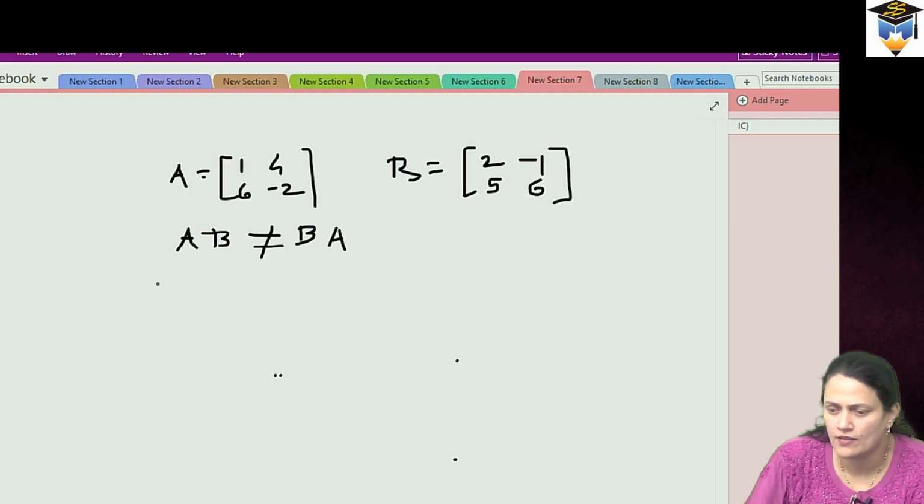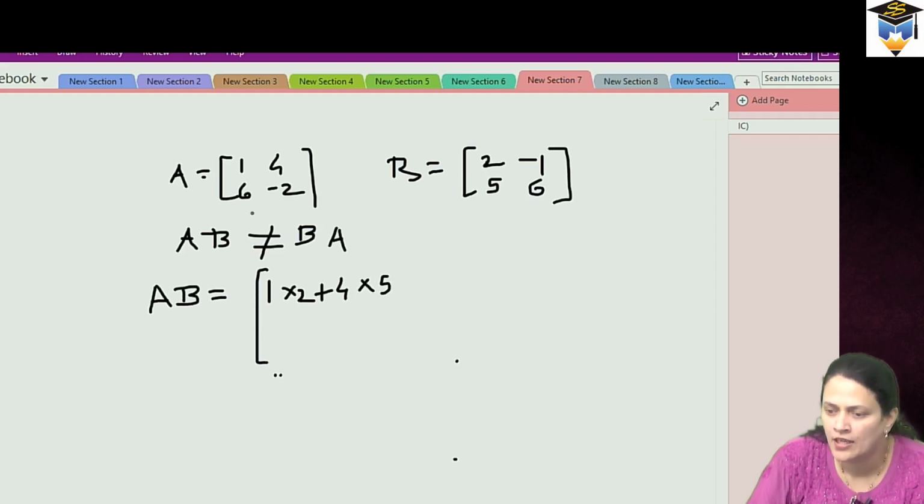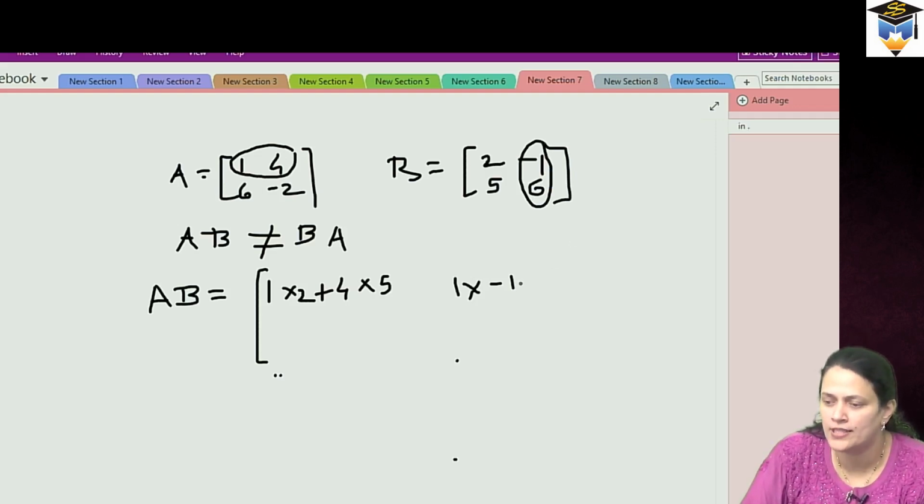Now you have to multiply matrix A and matrix B. So how will you do it? Take the first row multiplied by first column. So 1 multiplied by 2 plus 4 multiplied by 5. That will be our first element of A into B. Next, take the first row of A and the second column of B. So that will be 1 into -1 plus 4 into 6.